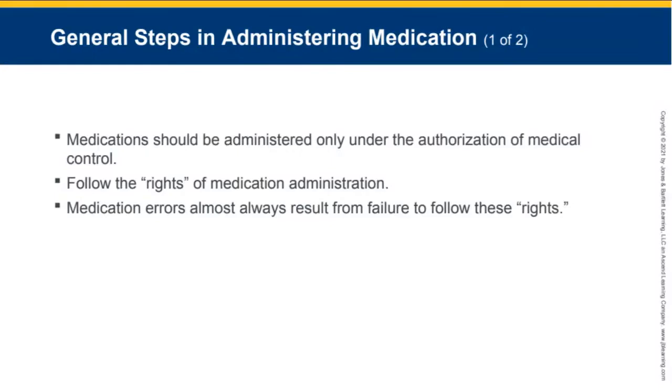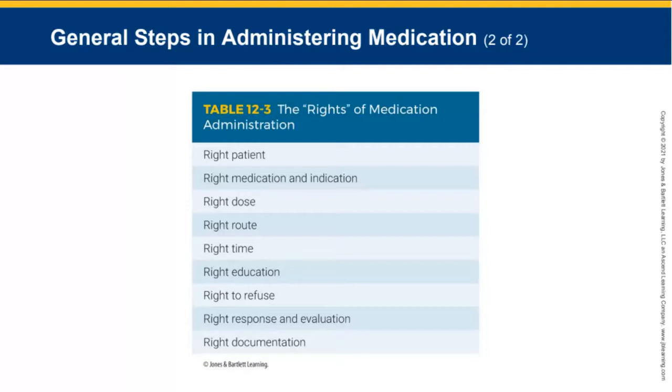Right medication and indication. Verify the proper medication and the prescription. So is this the right medication? Does the patient need it for asthma? Is it a medication for asthma? Need to make sure that it is. Right dose. Verify the form and the dose of the medication. Right route. Verify the route of the medication.